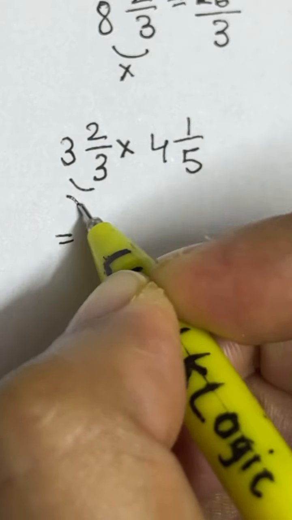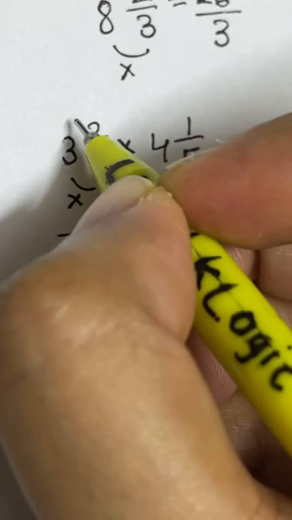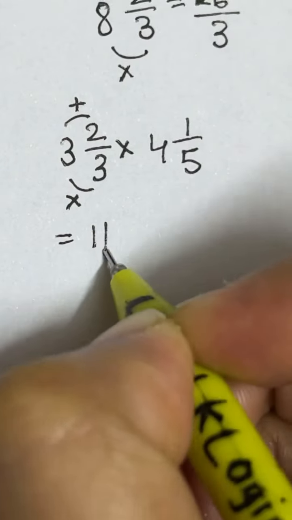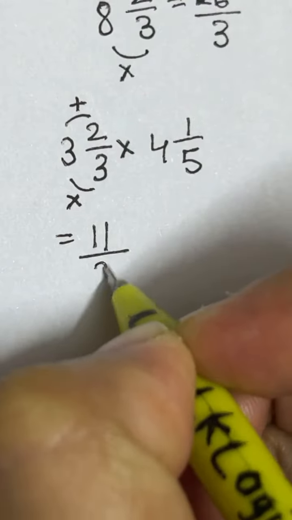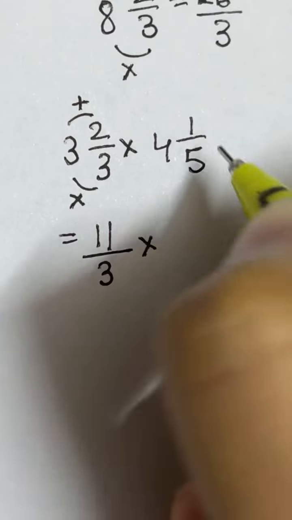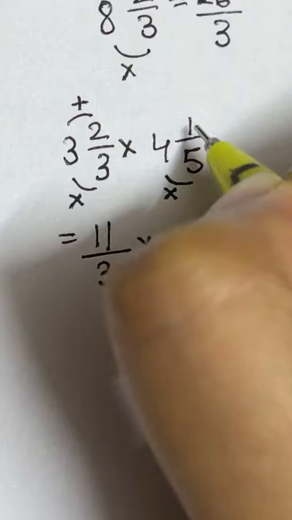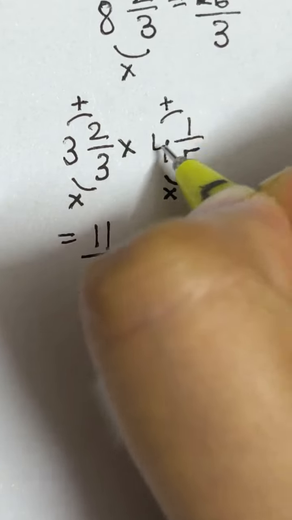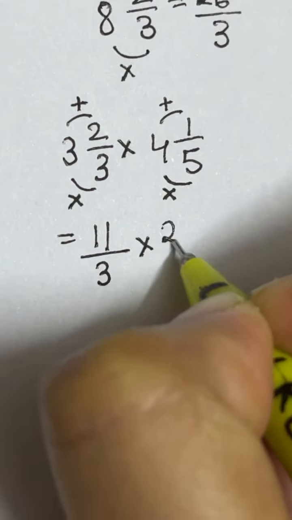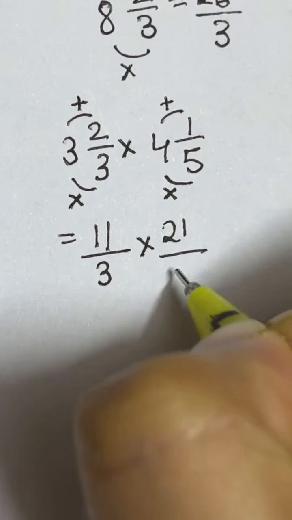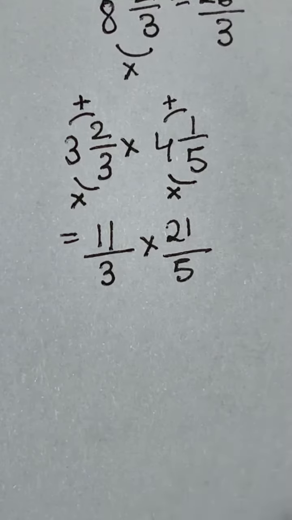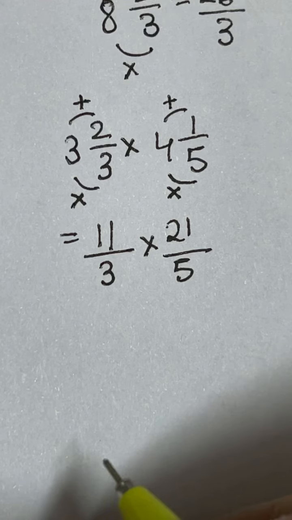3 times 3, the same way. 3 times 3 is 9. 9 plus 2 will give you 11. So you have 11, and the denominator remains the same, that's 3. Multiplied by, again the same way, 4 times 5 gives you 20. 20 plus 1 gives you 21. So you have 21 over 5, the denominator remains the same. 21 over 5. And now the multiplication is easier for us to do.